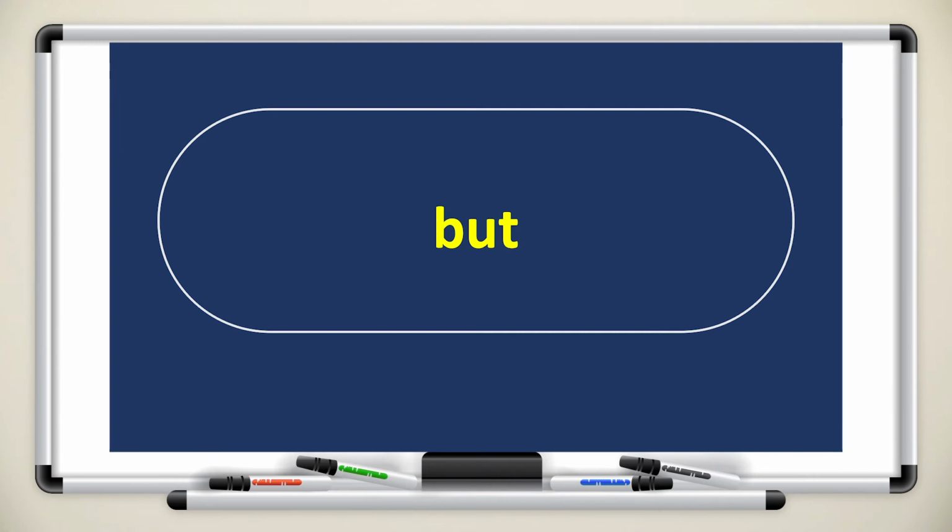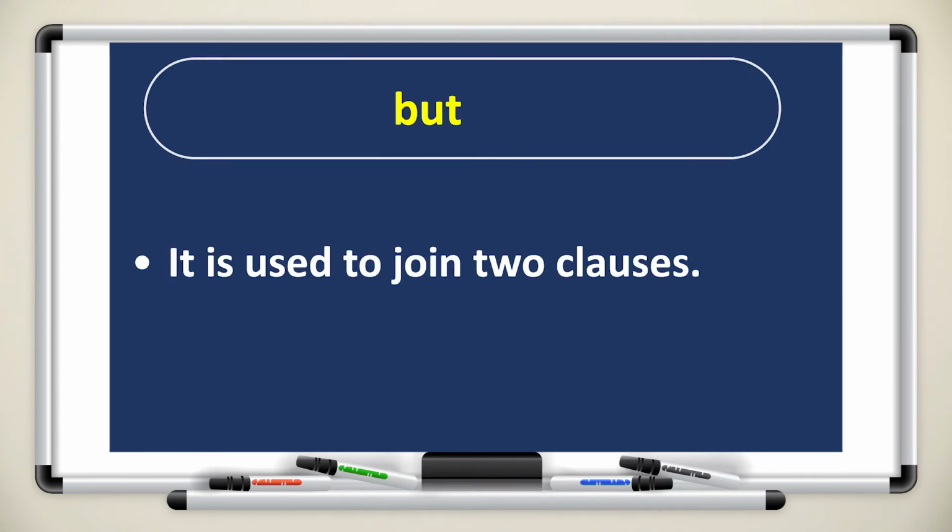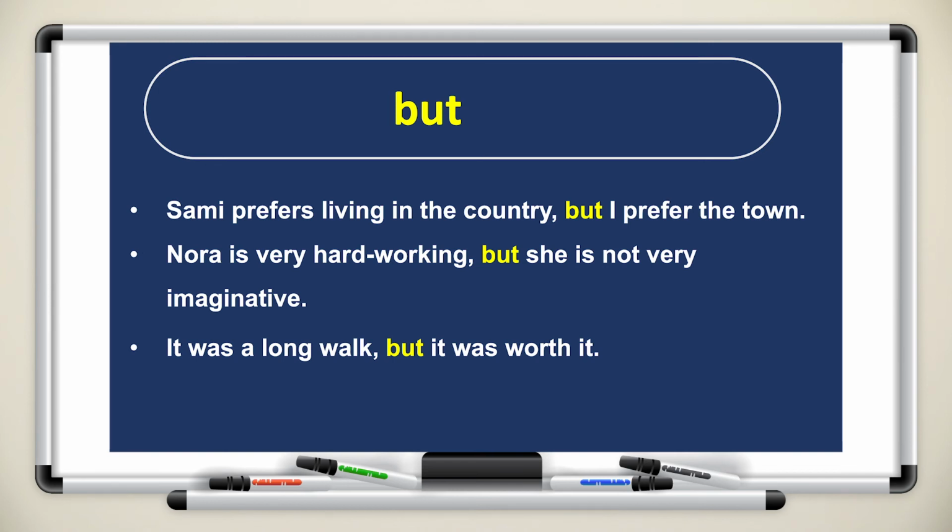We also have but. When do we use but? Again, in the same way, we're trying to join two different clauses, join them all in one sentence. For example, we can say, Sami prefers living in this country, but I prefer the town. Now, I'm showing that Sami likes something, and I like something completely different, but I prefer the town. We can also say, Noura is very hardworking, but she is not very imaginative. What are we comparing? We're comparing what she does. Hardworking, not imaginative. Two completely different things.